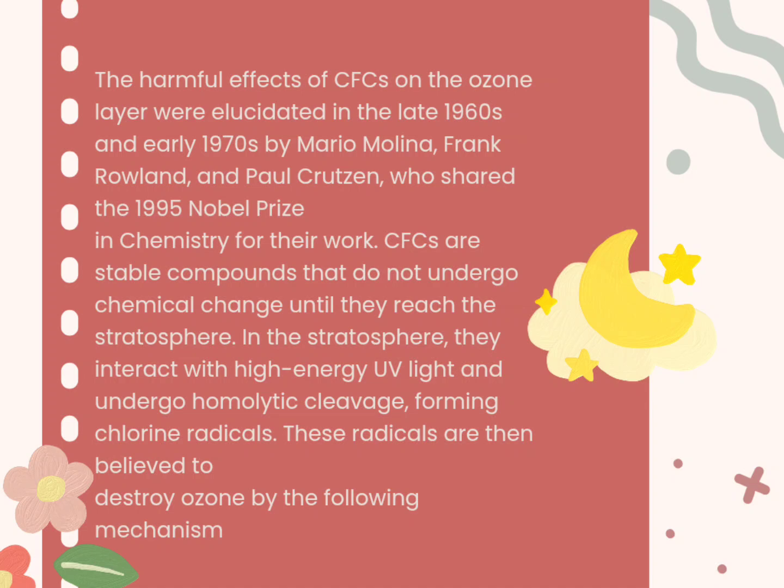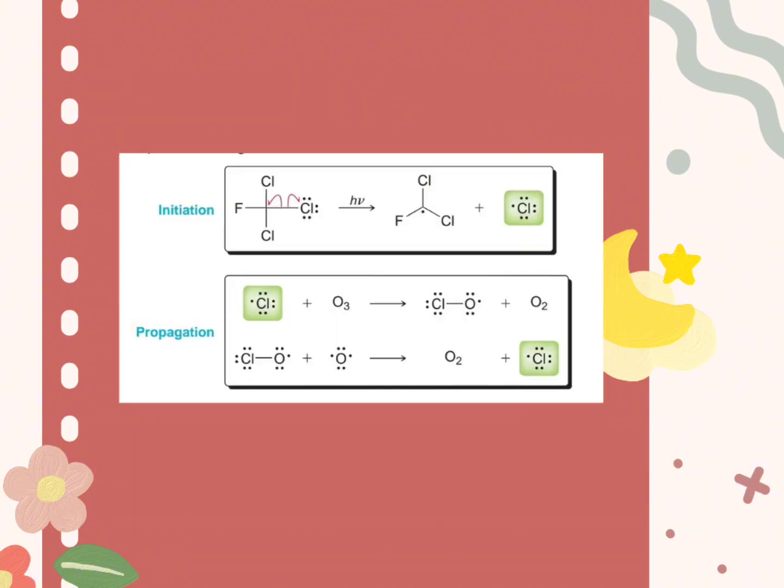The harmful effects of CFCs on the ozone layer were elucidated in the late 1960s and early 1970s by Mario Molina, Frank Rowland, and Paul Crutzen, who shared the 1995 Nobel Prize in Chemistry for their work. CFCs are stable compounds that do not undergo chemical change until they reach the stratosphere. In the stratosphere, they interact with high-energy UV light and undergo homolytic cleavage, forming chlorine radicals. These radicals are then believed to destroy ozone by the following mechanism.